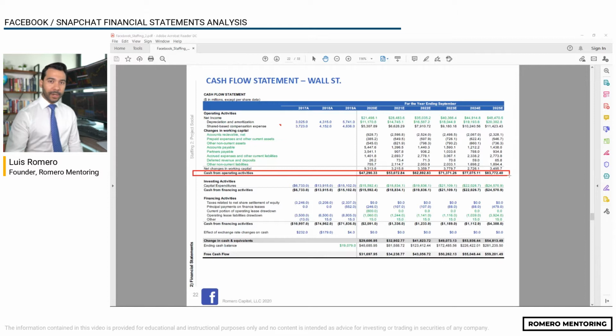Remember when we looked at their EBITDA margins, 50%? Well, that is an approximation of how much operating cash flow the business is generating. This is strong, it's healthy. When I look at the financing activity section, I can see here operating lease drawdowns. This is fine, nothing that sticks out to me that might be a concern.